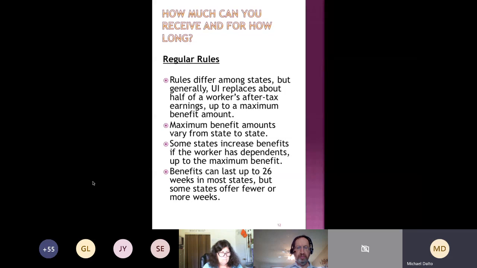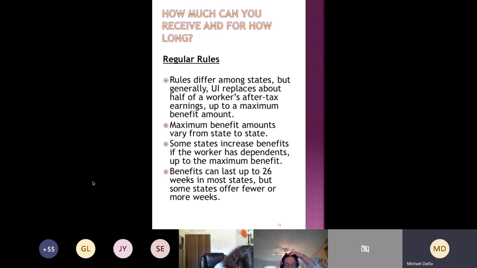Let's move on to how much you can receive and for how long. So the rules will be different on these details from state to state, but generally, UI replaces about half of a worker's after-tax earnings up to a maximum benefit amount, and benefits are paid weekly. And the maximum benefit amount will vary from state to state.